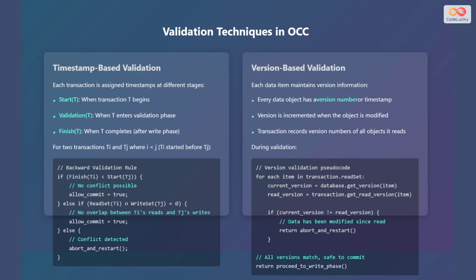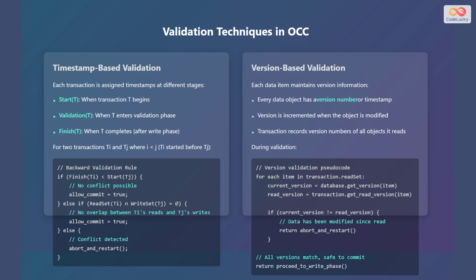For two transactions Ti and Tj, where i is less than j, indicating that Ti started before Tj, the backward validation rule is as follows. If finish of Ti is less than start of Tj, then no conflict is possible and allow commit is true. Else if the read set of Ti intersection the write set of Tj is an empty set, which means there is no overlap between Ti's reads and Tj's writes, then allow commit is true. Else conflict is detected and abort and restart.